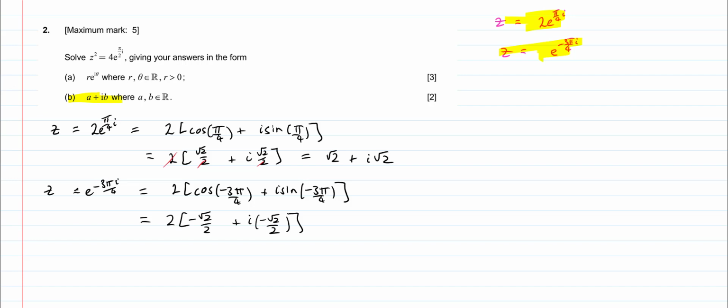And again, we just cancel the 2's there, and we're going to be left with that being equal to negative root 2 minus i times root 2. Okay, so there's our 2 answers for question 2, part B.